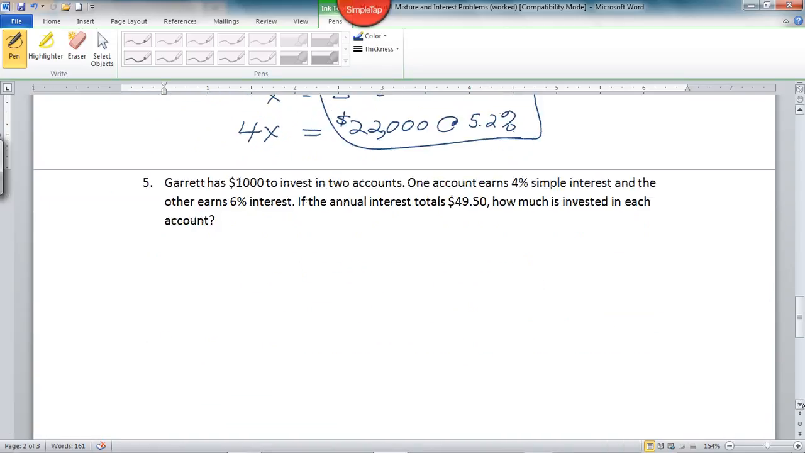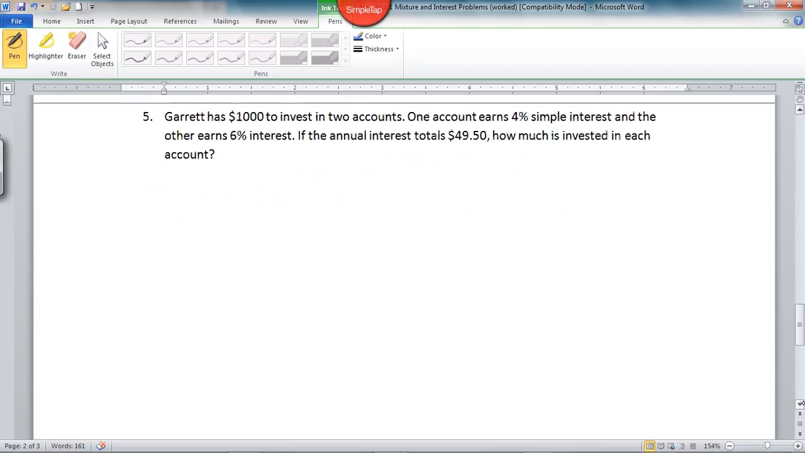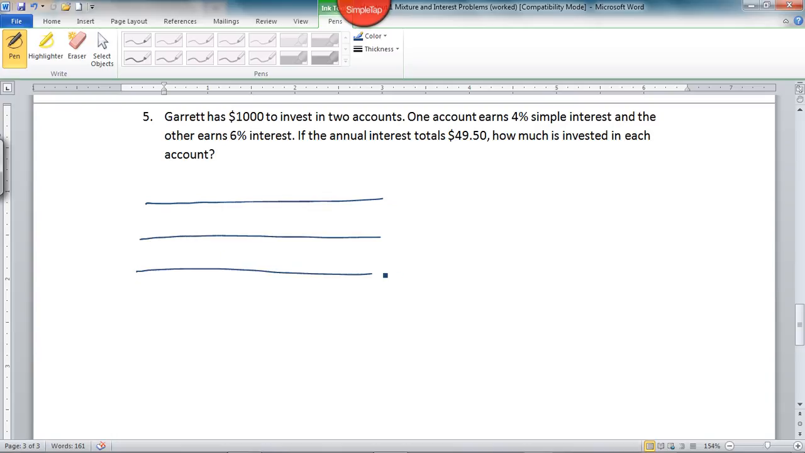Got one more example here. It has a little bit of a different angle on it. Garrett, it says, has $1,000 to invest in 2 accounts. One account earns 4% and the other 6%. The annual interest earned is $49.50. How much is invested in each account? All right, well, here's the thing on that. Draw my little table here. I've got 2 accounts again. Account 1, account 2. So what do I have for principal, rate, and interest?